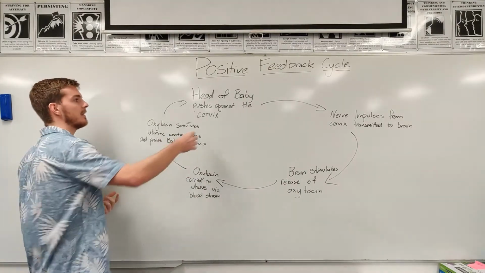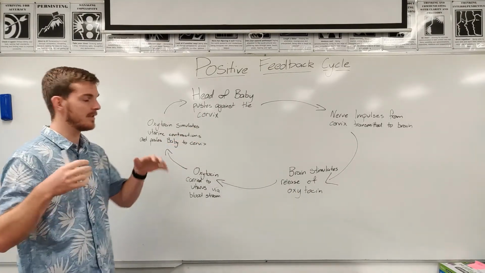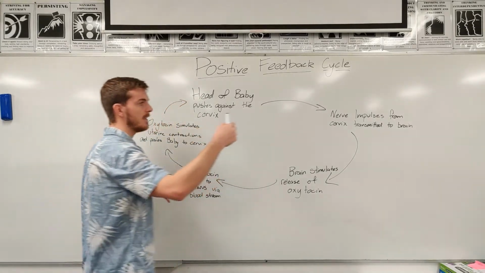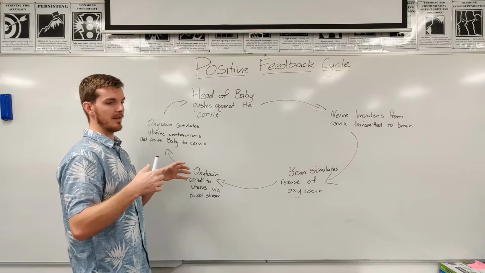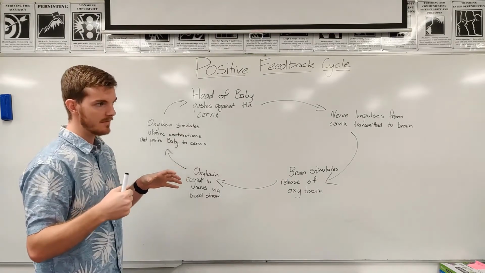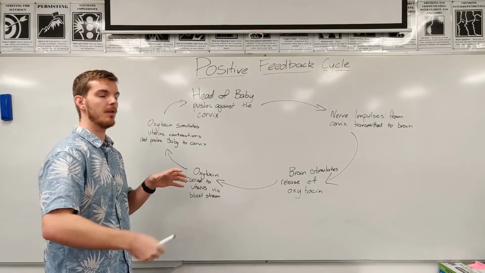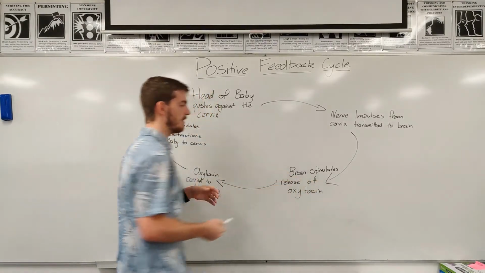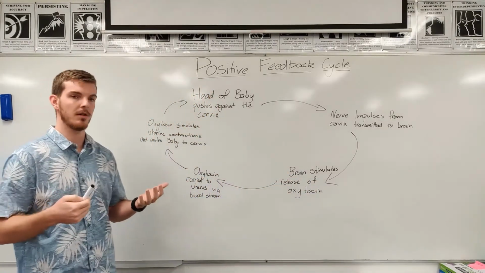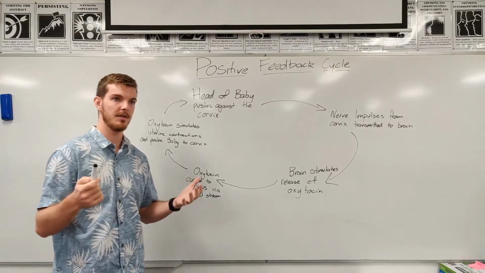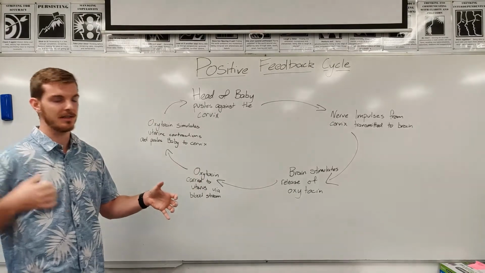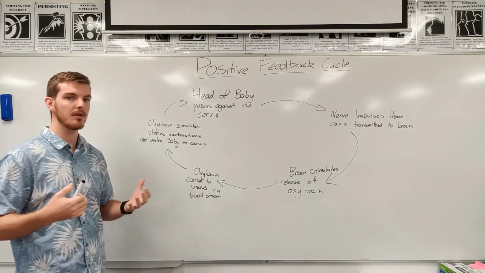So if we start here with the head of the baby pushing against the cervix, what this does is create nerve impulses. They go via afferent nerves all the way up to the brain, and then the brain tells the pituitary gland to release oxytocin. This oxytocin is released into our bloodstream and transported all the way down to the uterus.